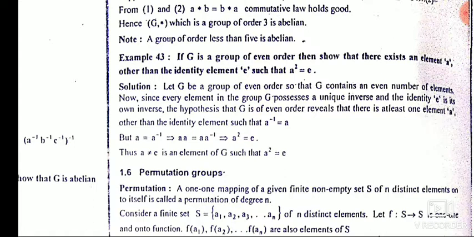The next one: if G is a group of even order, then show that there exists an element A other than the identity element E such that A square is equal to E. So what they are telling is, we have a group G of even order. What is even order? Even orders are like 2, 4, 6, 8. The number of elements is 2, 4, 6, 8 of this kind. Then there will be some element A other than E such that its square will be identity.